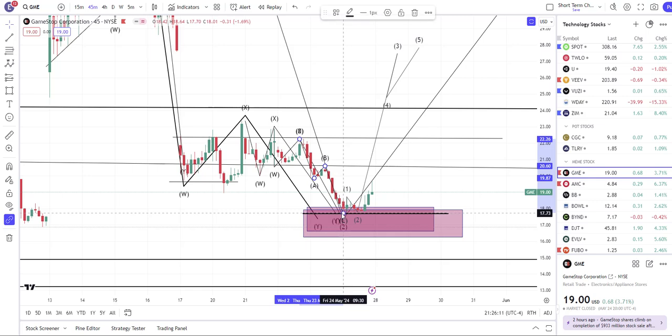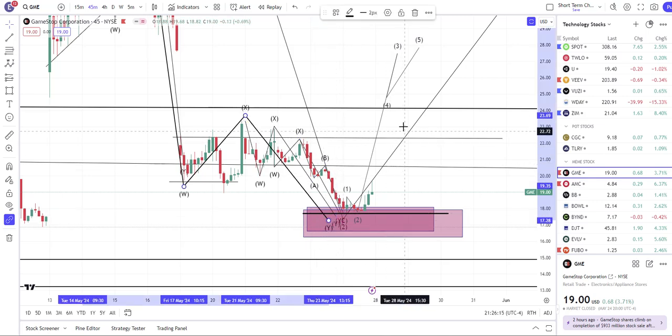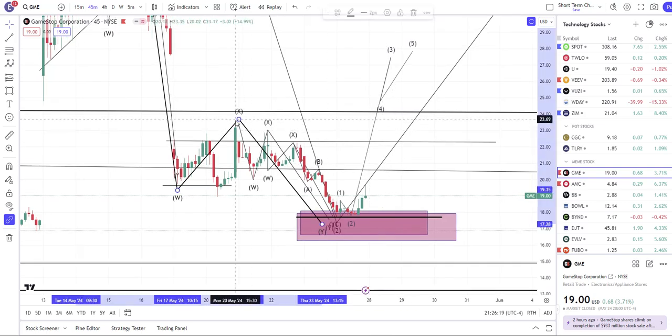And we'll have to wait and see how we open Tuesday, if we can hold some of these after-hour gains, and if we can, then I think it's pretty much certain that we hit a major low today in GME.